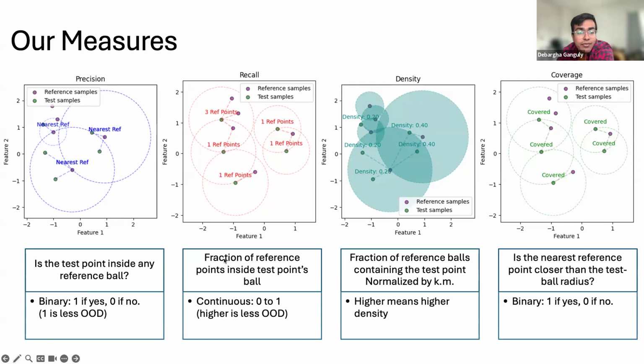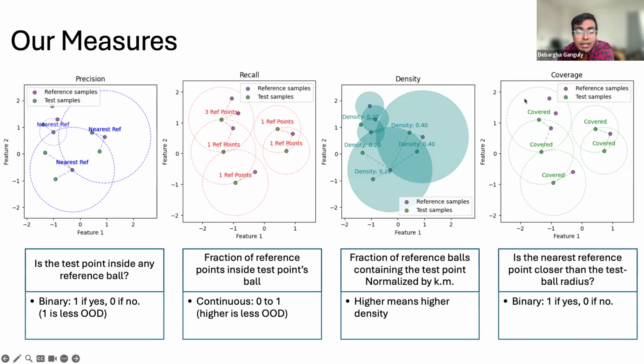Recall, on the other hand, is the fraction of reference points inside each test point ball, right? So this is a continuous metric. This is between 0 and 1. Higher is less OOD. Density looks at the fraction of, so this is illustrated by the concentration of the colors over here. This is the fraction of reference balls containing the test point, and we do some normalization on top of this. So higher density means higher chances of typicality, right?